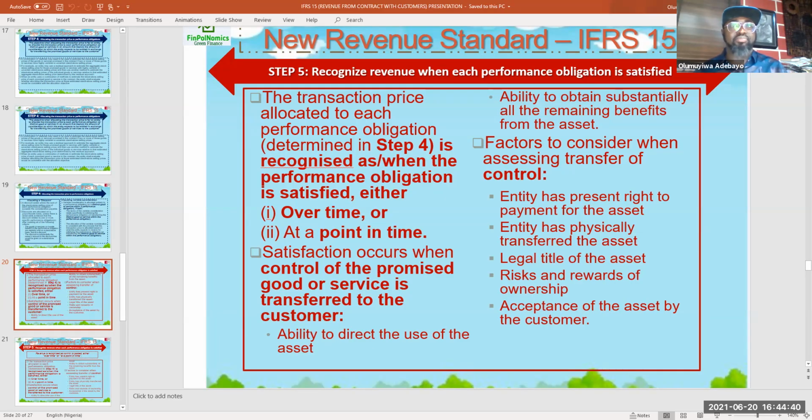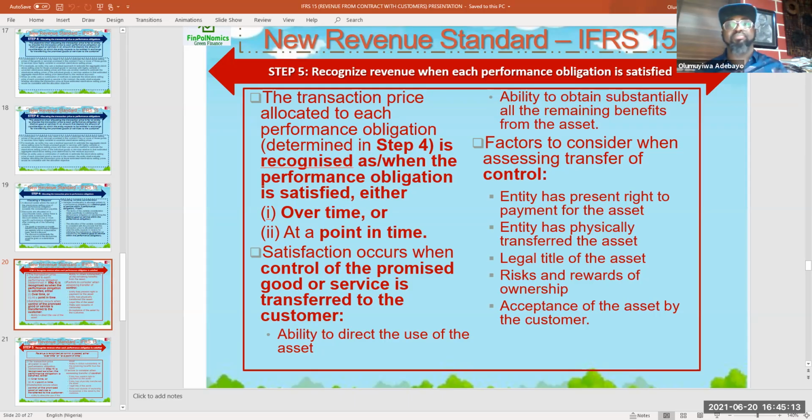And that is that. And that is the position that we are looking at. The standard went further to give us a guidance that a customer is deemed to have been satisfied, in which you can proceed to recognize revenue only when control of the promised goods or services has been transferred to the customer. And that will have been defined in your contract.